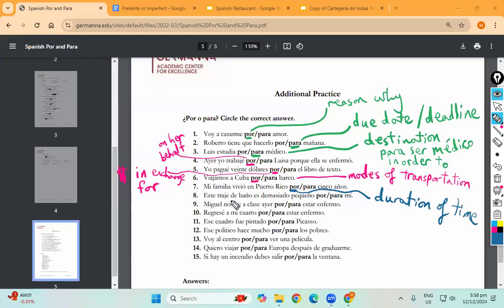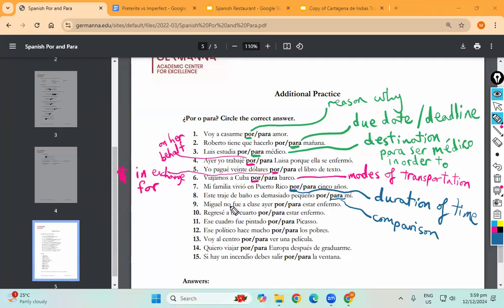All right. Este traje de baño, this bathing suit, es demasiado pequeño para mí. Yes, it's para. And if you look at the answers, it will tell you comparison because we're comparing the size of the suit to the size of me, right? So one bigger than the other, one smaller than the other.